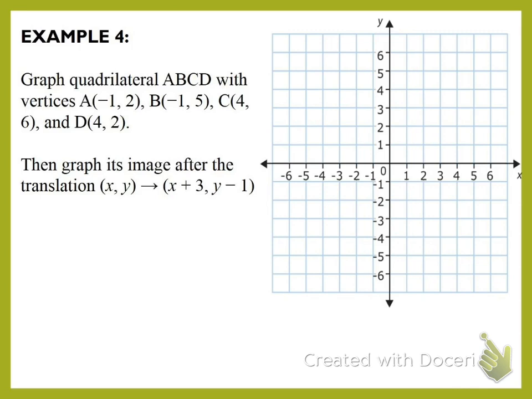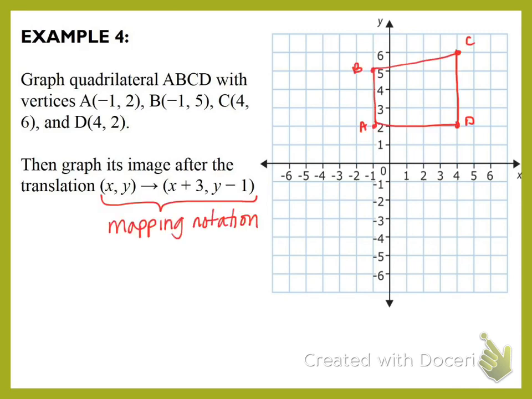Okay, example 4. So let's graph a quadrilateral ABCD, and it has the following vertices. A is -1, 2, B is -1, 5, C is 4, 6, and D is 4, 2. This time, instead of giving us a vector to translate our shape, they're giving us mapping notation.